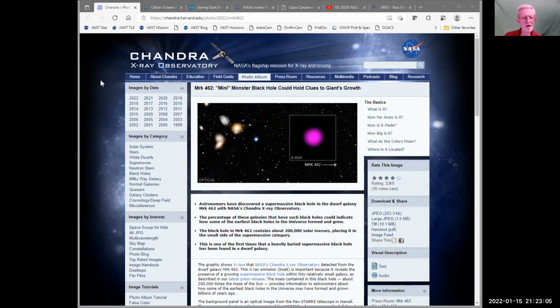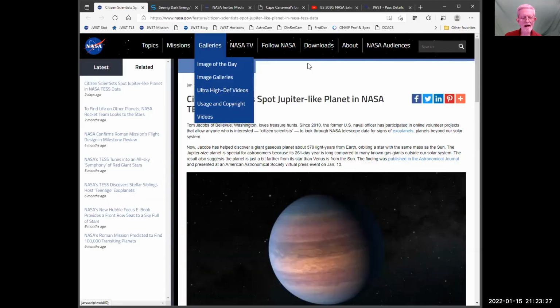So the galaxy is called Mark 462 or MRK. It's Mark Heron, I'm sure. Mark 462. And they have a picture of it. But it's in X-ray. So it's not a true color picture. It's a false color picture. And here was the one that I was telling you about, a citizen scientist.